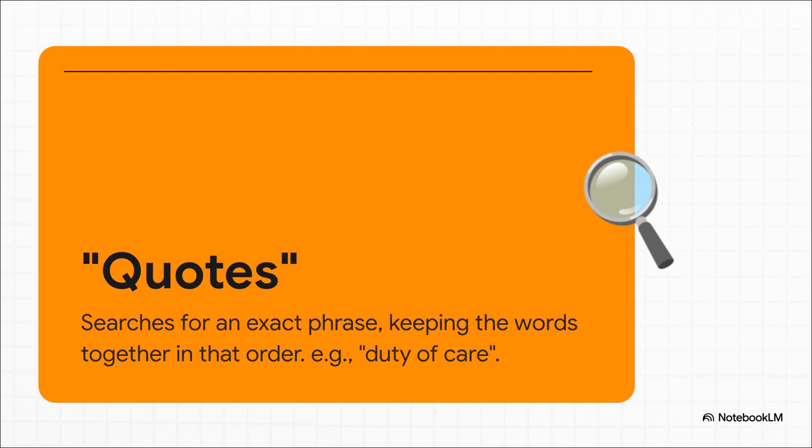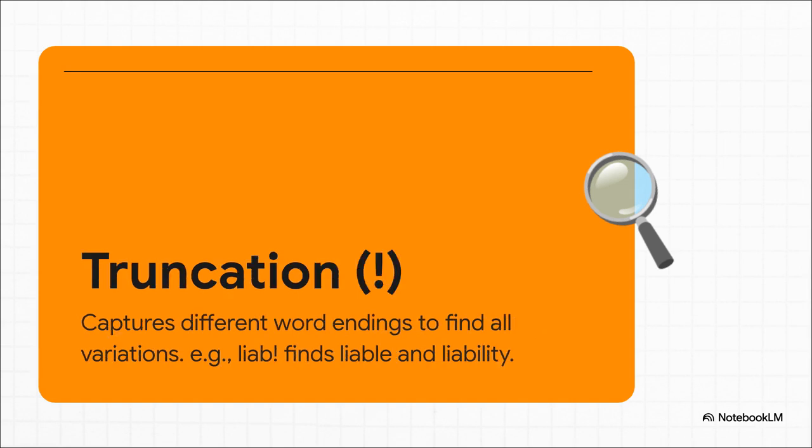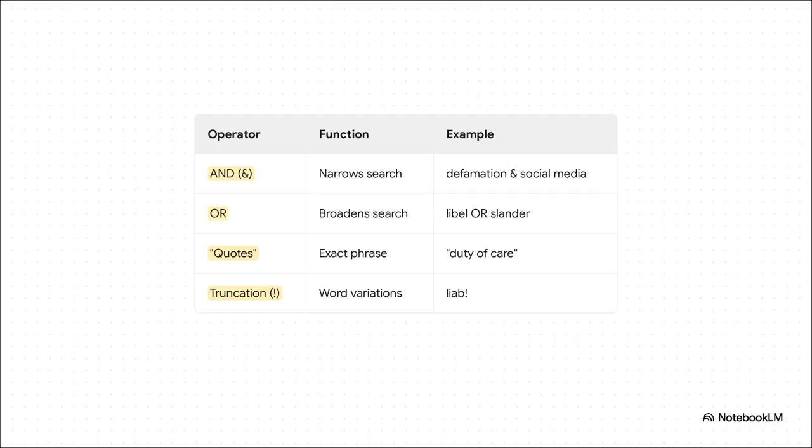When you wrap a phrase in quotation marks, you are giving the database a very specific command. Find these exact words in this exact order. This is absolutely essential for key legal concepts like "duty of care." And finally, my favorite little shortcut, truncation. It's usually an exclamation mark. You just put it at the root of a word like liab!, and the search will automatically find all of its variations like liable and liability, all in one single search. It's a huge time saver. So here's the bottom line.